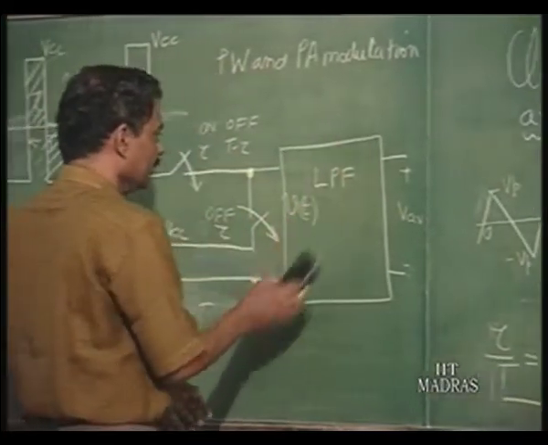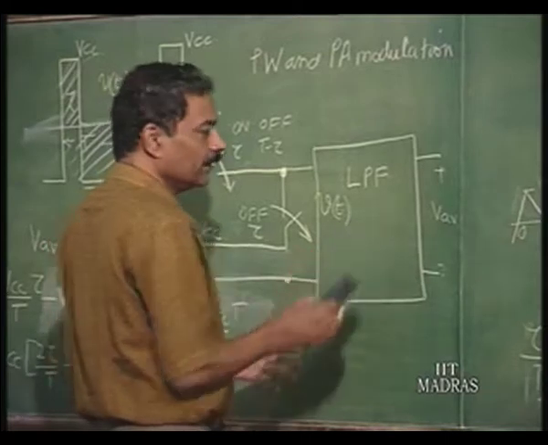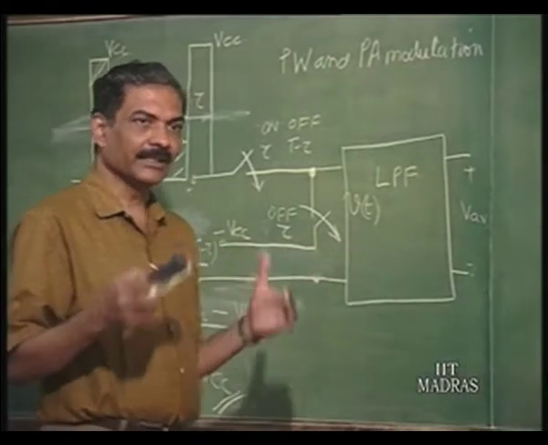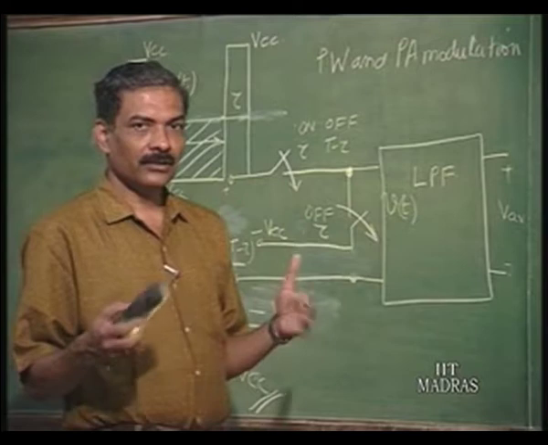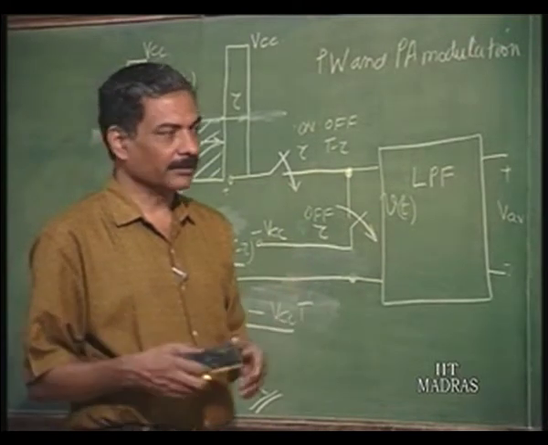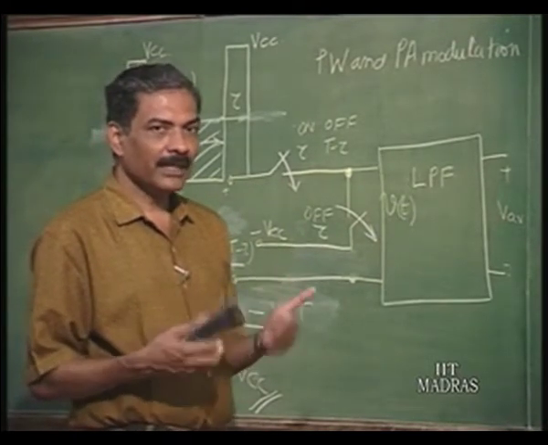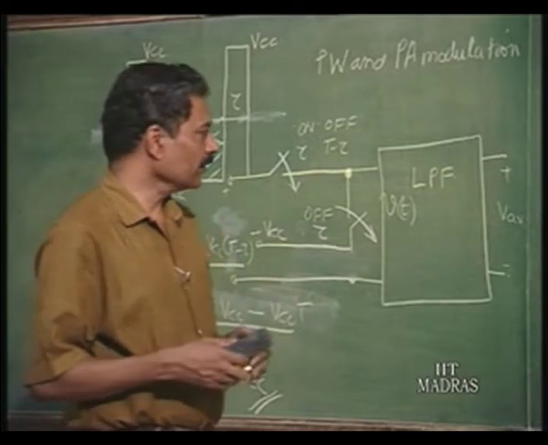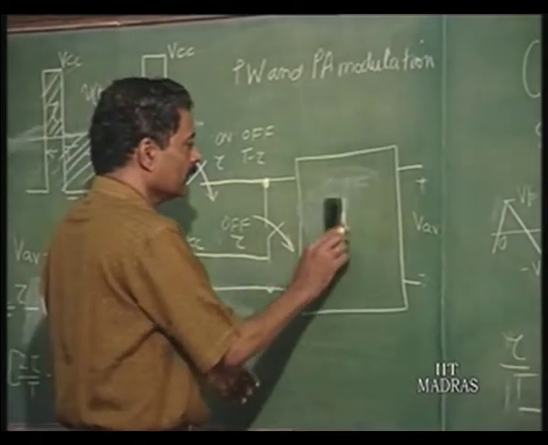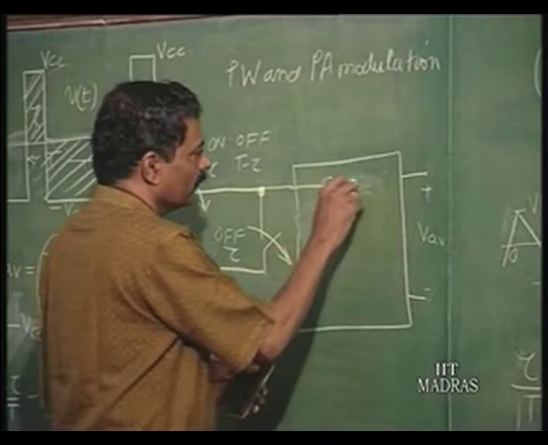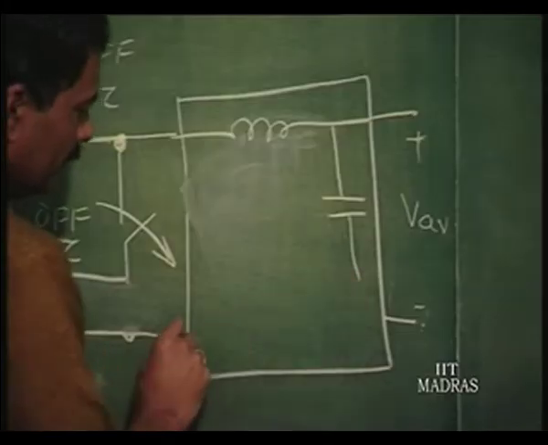The averaging circuit therefore has to be such that it is efficient, that it should not lose any power or energy in it. So, the best averaging circuit is just going to be a low pass filter combination, which is going to be an L and C network.